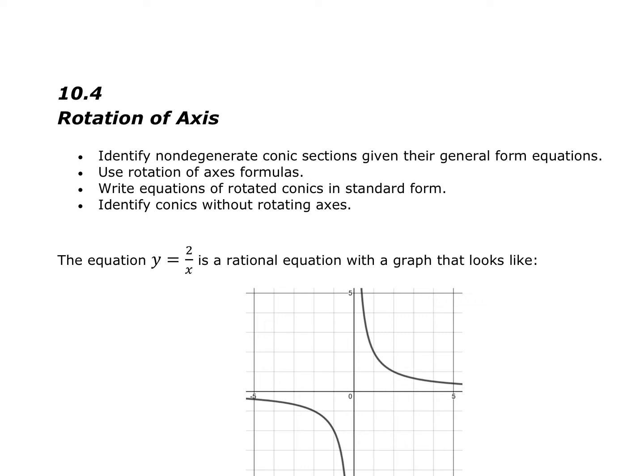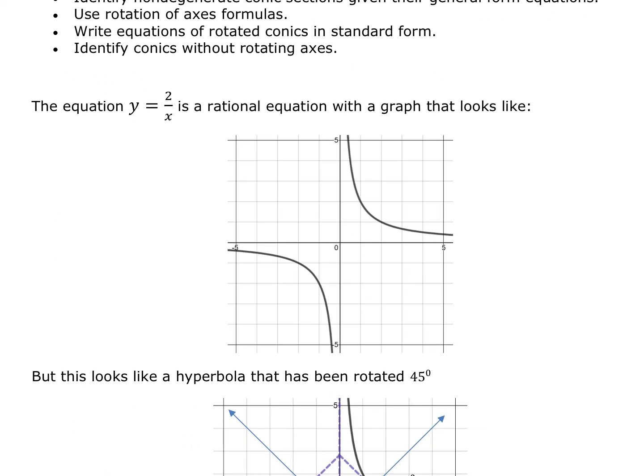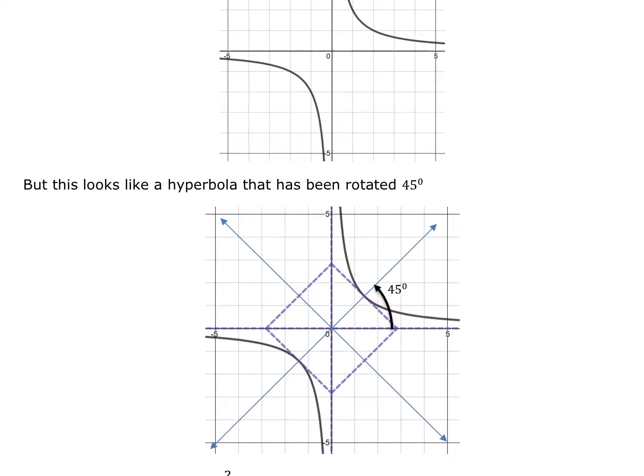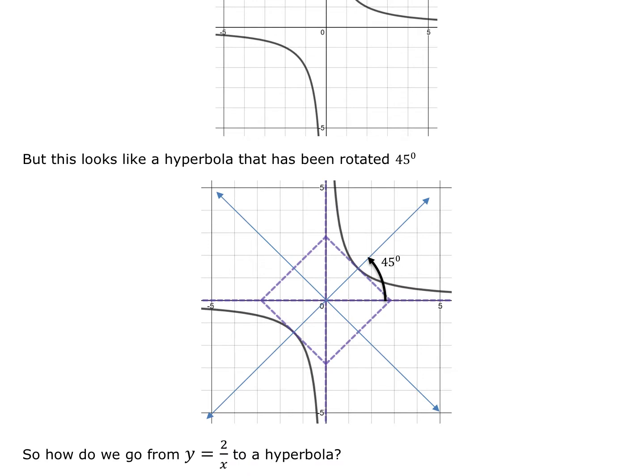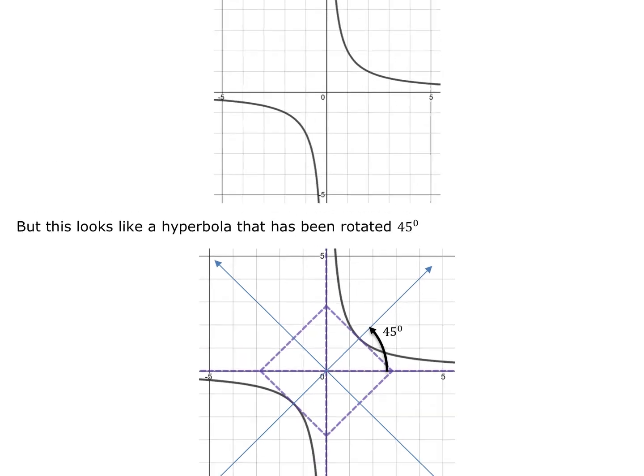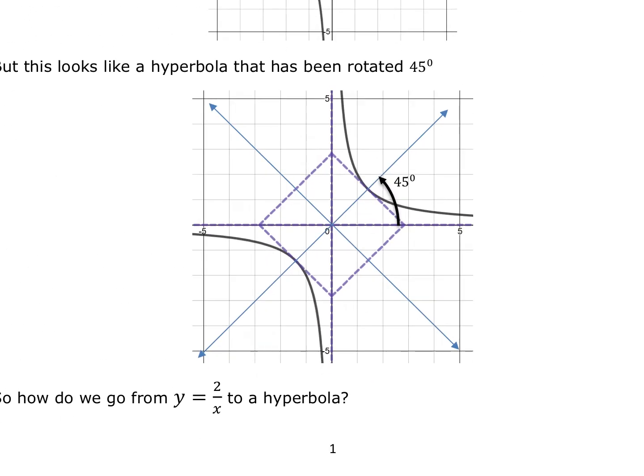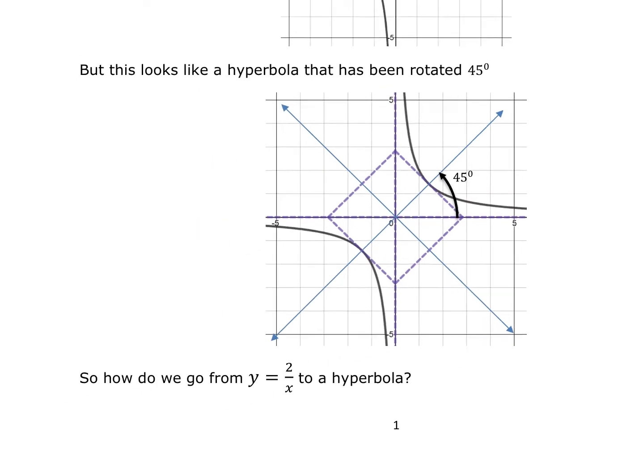So if we look at the equation y is equal to 2 over x, this is a rational equation, and we know from our Pre-Calculus 1 class that it looks like this. It has a vertical asymptote at x equals 0, and a horizontal asymptote at y is equal to 0. However, if we look at this in terms of a hyperbola, it really is a hyperbola that's been rotated 45 degrees.